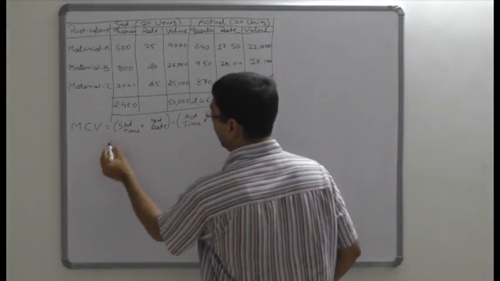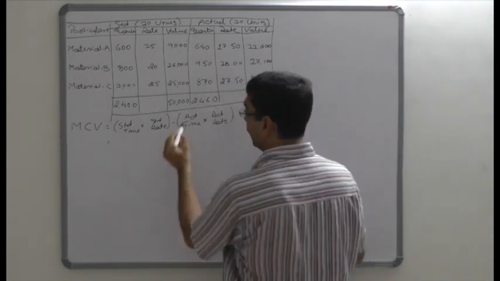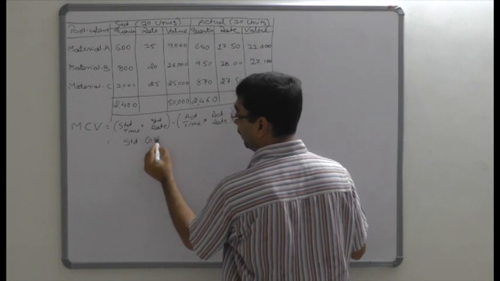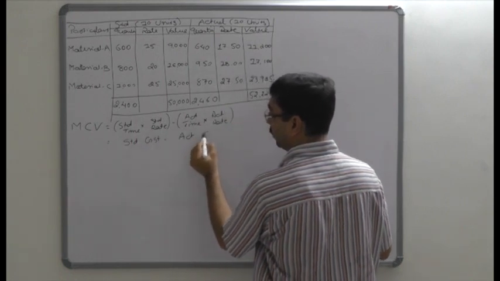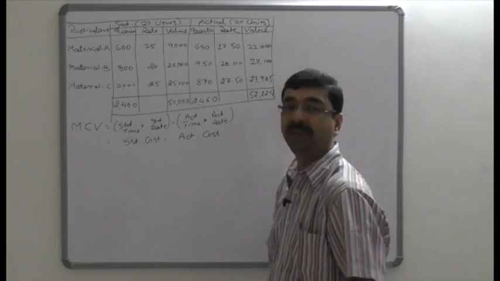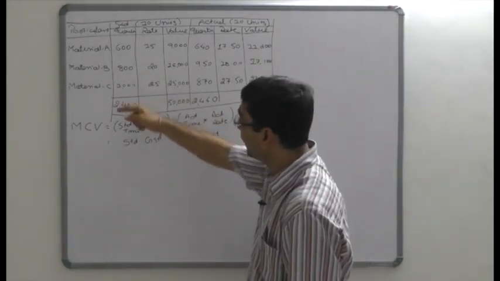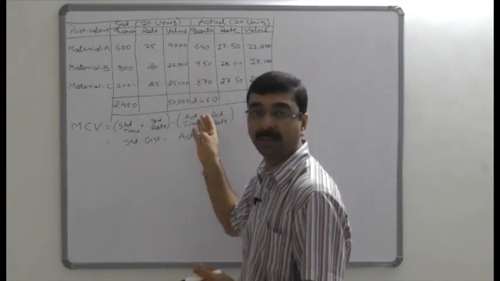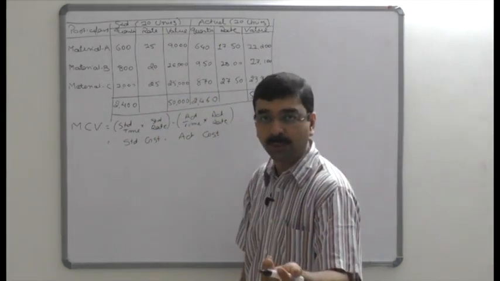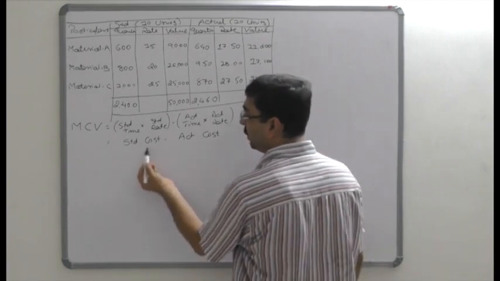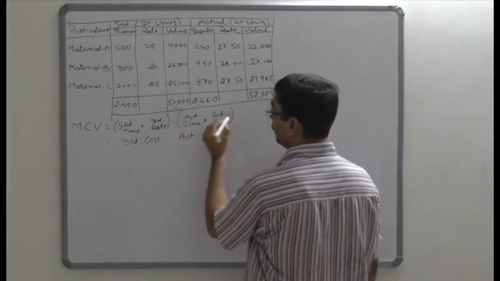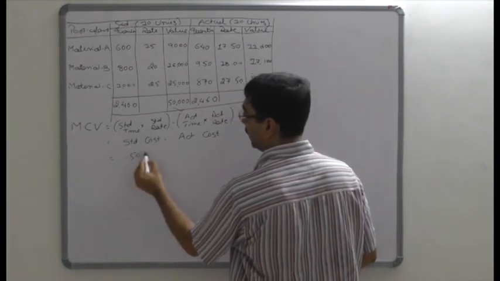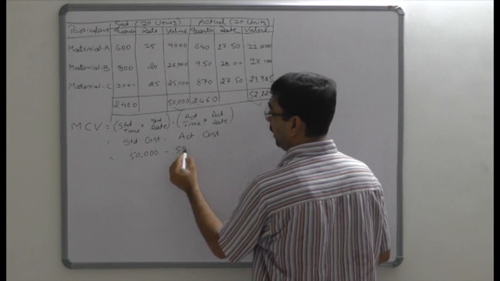Instead of that, if you want to calculate directly with a comparison, then you can calculate like this: standard cost minus actual cost. Otherwise, because we have three different materials, we would need to apply this formula for all three. That also you can do, but here we have an option. You can directly apply standard cost minus actual cost, and that is your material cost variance.